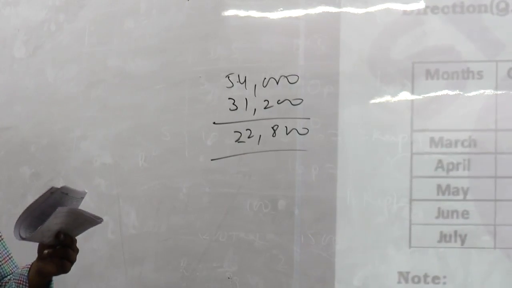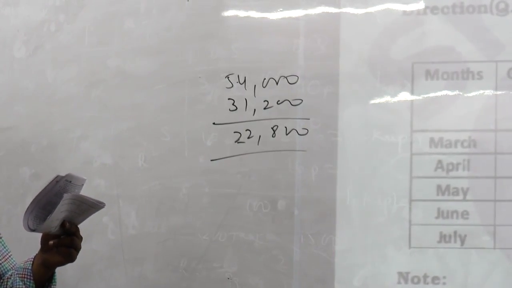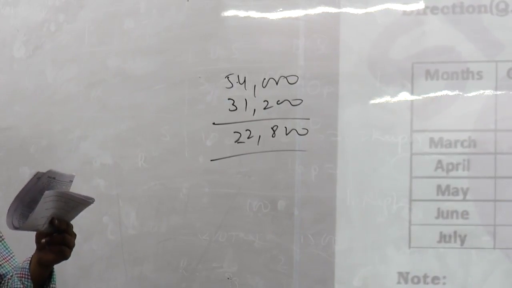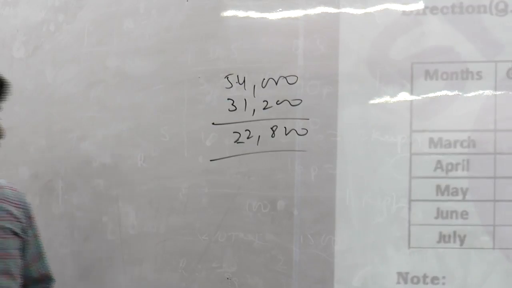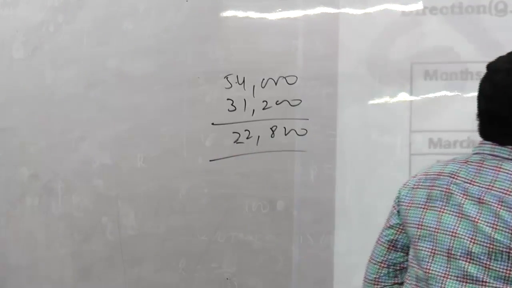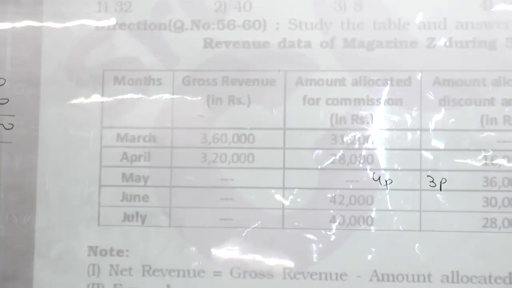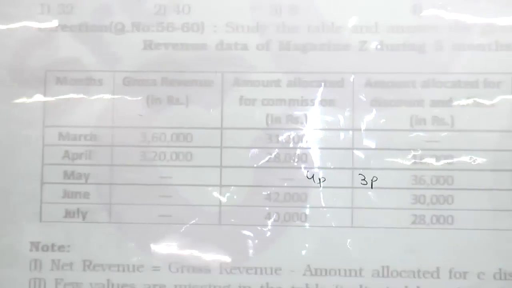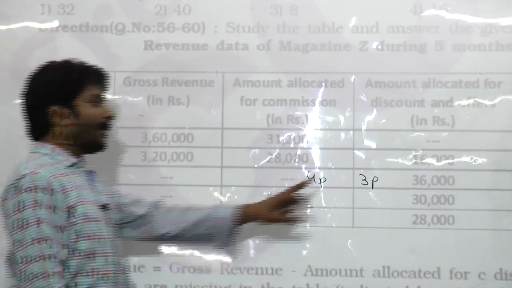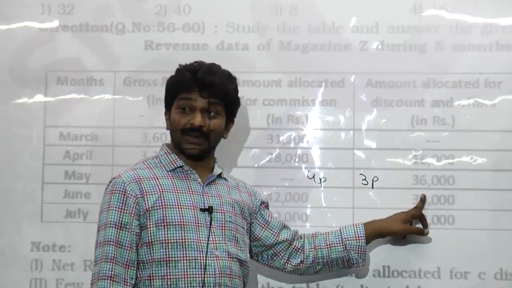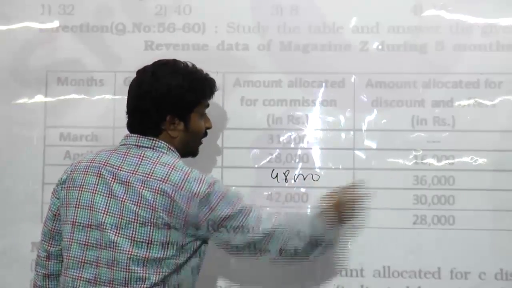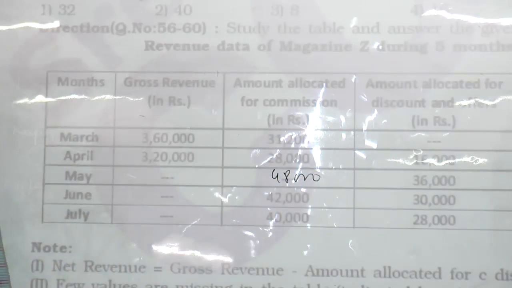In May, the respective ratio of amount allocated for commission and amount allocated for discount and offers is 4:3. So this is 4 parts and this is 3 parts. What was the gross revenue of the magazine in May? 3 parts is equal to 36,000. 1 part is 12,000. 4 parts is 48,000. If you add those 3 numbers, then you will get your gross revenue.